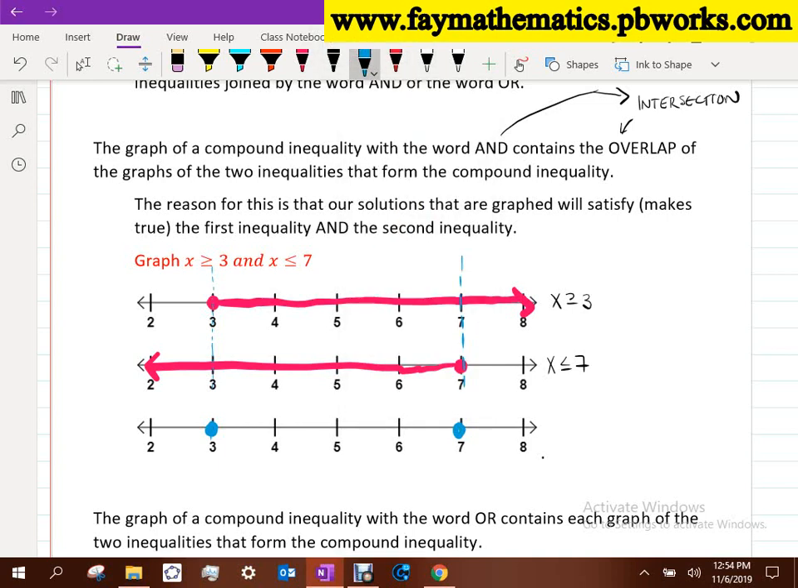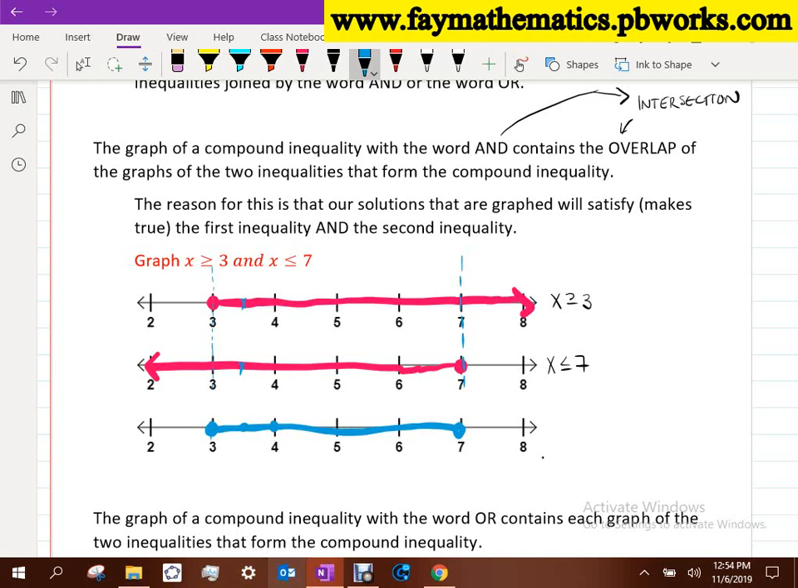So the idea is that I should have a dot. They overlap here, I should have a dot there. They overlap at 4, I should have a dot there. I should have a dot everywhere between 3 and 4. So what I end up doing is that they overlap between 3 and 7. So I shade that. That right there, folks, that blue segment, is the set of values that is represented by this statement that x is greater than or equal to 3 and x is less than or equal to 7.